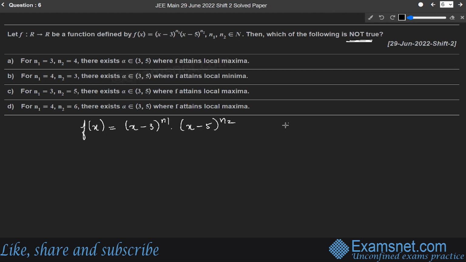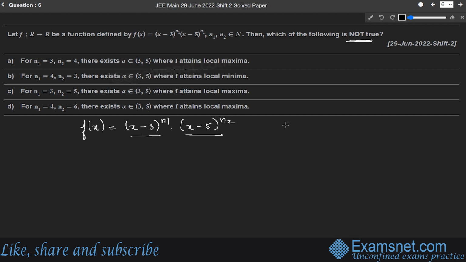Then only we can choose the option. So whenever a function is given to us and we have to find its local maxima or local minima, then the first thing we do is we find its derivative. It means we have to find the derivative of the given function.